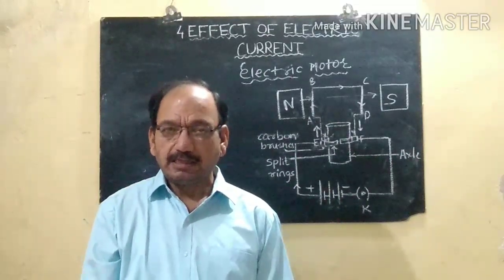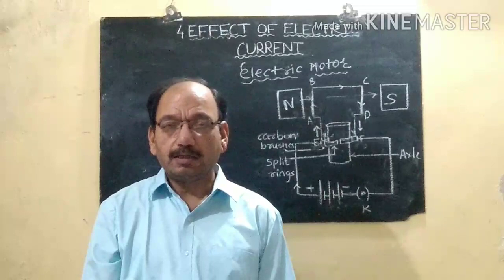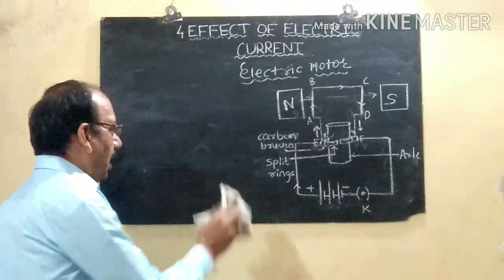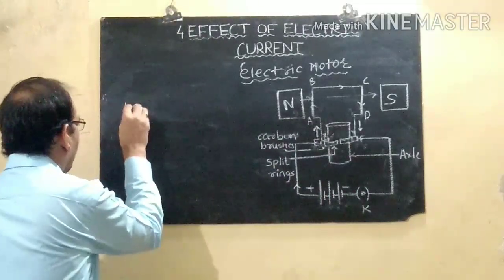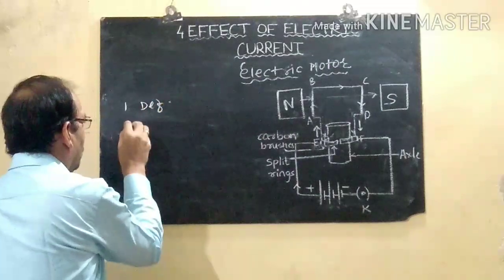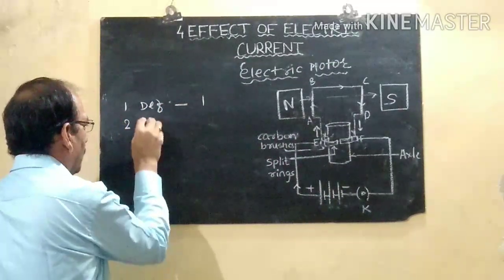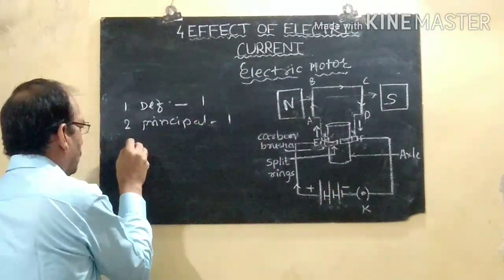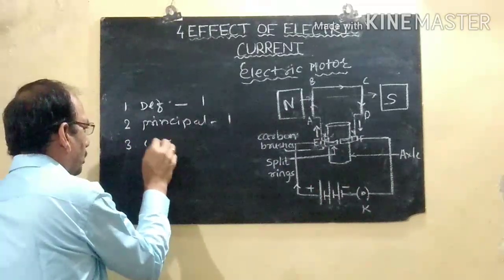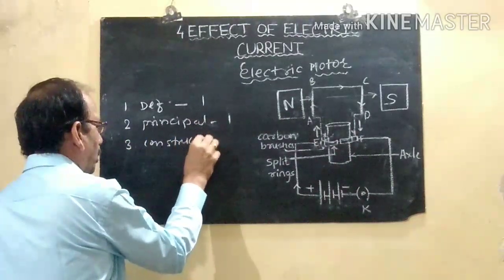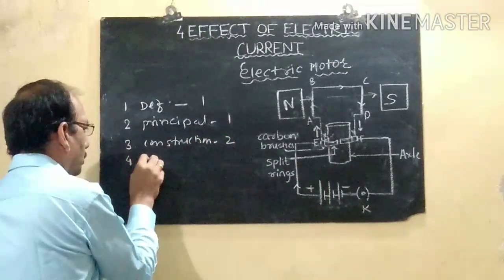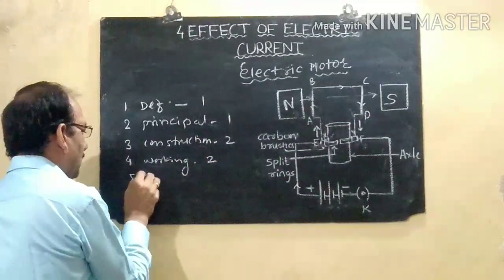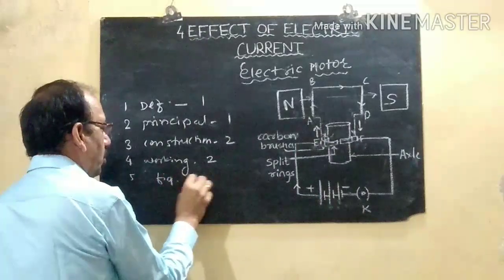Now there is always a question in the examination: what are the uses of electrical motor? This question is asked for 5 marks like this. 1. Definition of electrical motor, asked for 1 mark. Principle of electrical motor for 1 mark. Then third, construction of electrical motor, for 2 marks. 4. The working of electrical motor for 2 marks. And the last, the figure, for 2 marks.